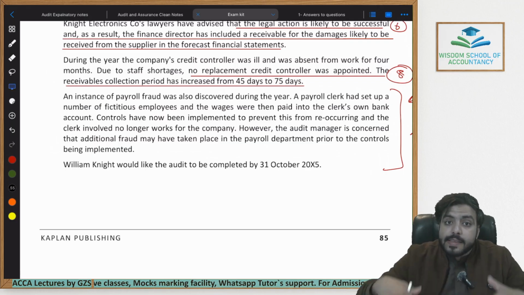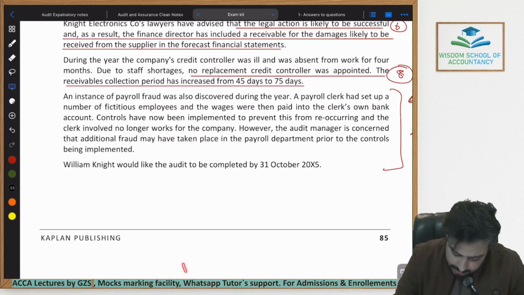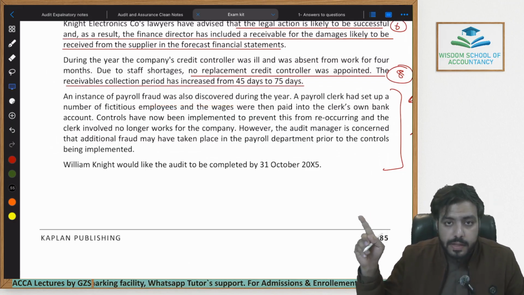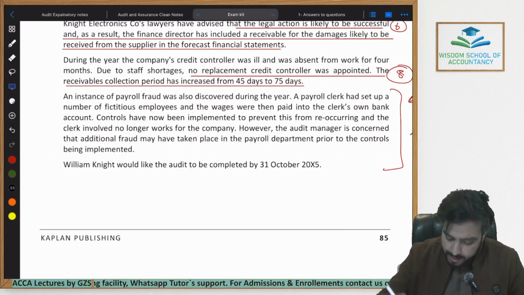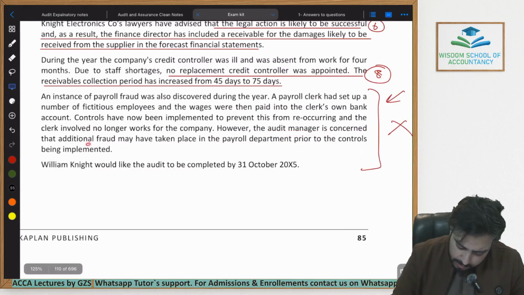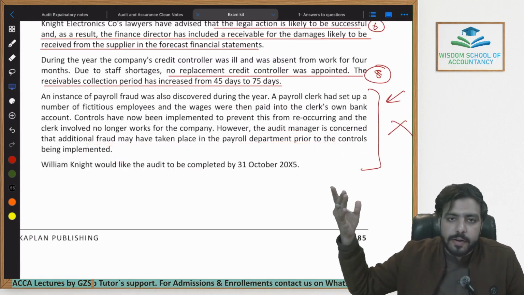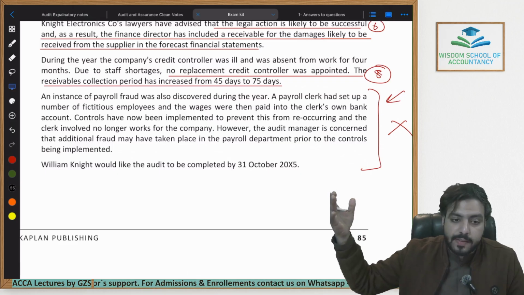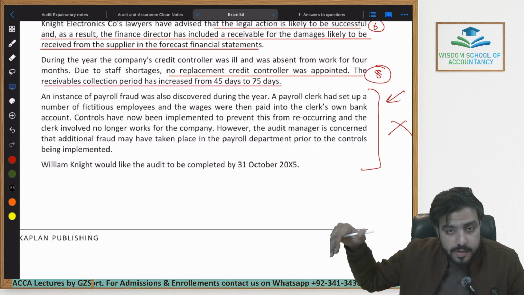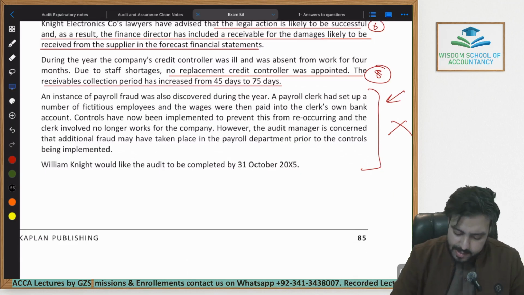So the risk is that there may have been additional fraud done by this payroll clerk. This specific person has done additional fraud within the company, which is not yet identified by the management of the company. It is not yet recorded within profit and loss as an expense. Because of this, the expenses within profit and loss are understated and the profit of the company is overstated. So this is the risk in this case.